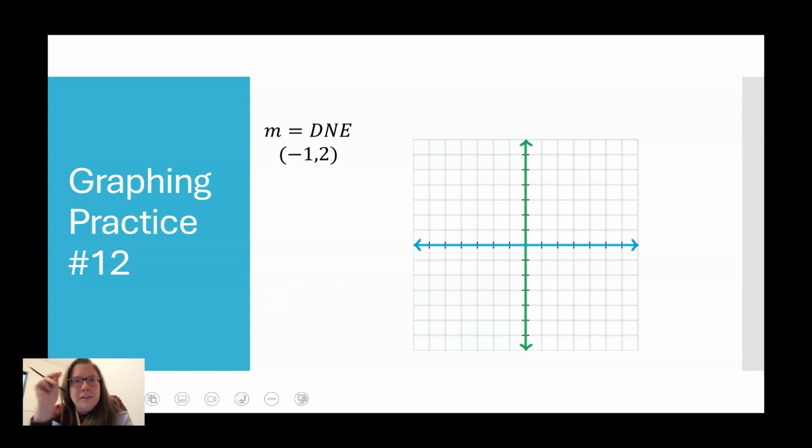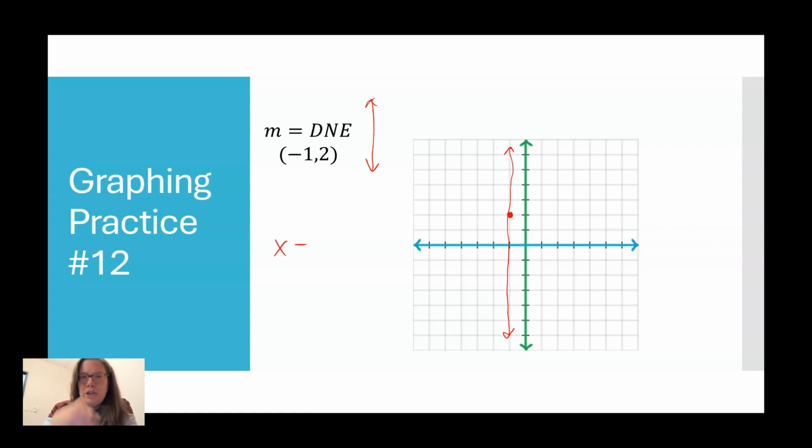Ooh, our slope does not exist. And we're starting at -1, 2. All right, if our slope does not exist, there's only one type of equation or one type of graph. This has to be a vertical line. So let's draw that vertical line in. Undefined slope means this has to be an x equals equation. And what does x equal? Equals -1.